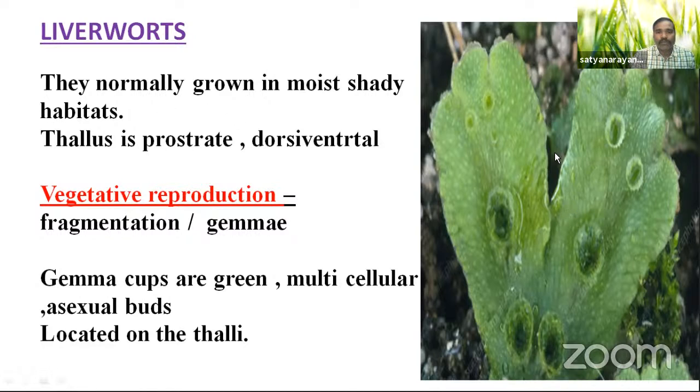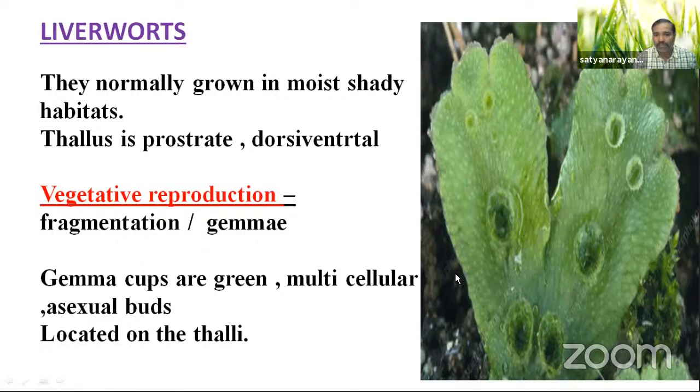Generally, they grow in moist or shady conditions. But Marchantia, one of the genera, can survive in desert conditions also. Mostly they are moist-loving; when moist conditions are present, in those regions Marchantia will grow. This is the thallus of Marchantia, and some Marchantia species occur in aquatic habitats also. So mostly moist conditions, but a few species can survive in aquatic and desert conditions also. The thallus is prostrate and dorsiventral.